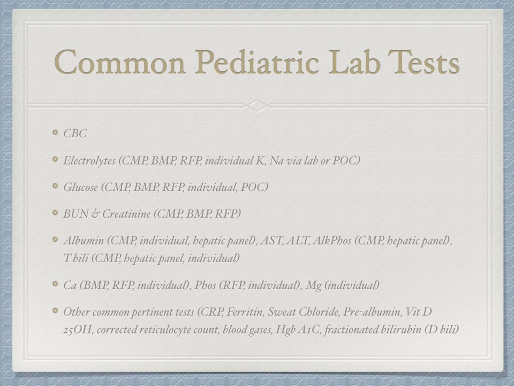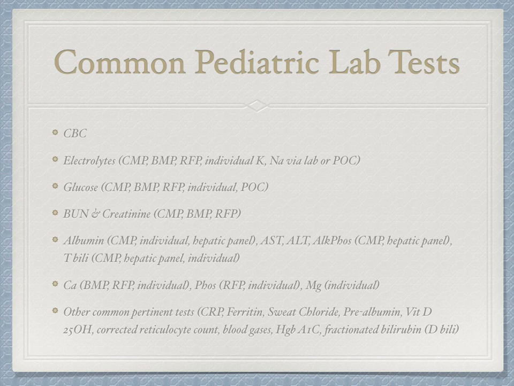A CMP, of course, is a complete metabolic panel, a BMP is a basic metabolic panel, then an RFP, renal function panel, and your hepatic panels and individual labs as ordered. Things you could be looking at are CBC, electrolytes, glucose, BUN and creatinine, liver function, including albumin, AST, ALT, alk phos, T-bili, and then other labs that might include calcium, phosphorus, and magnesium.